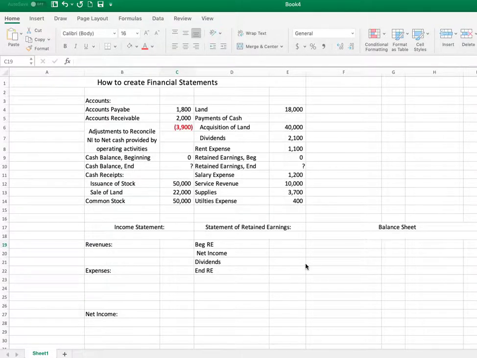Hi there. We're going to walk through the steps that you will take to create financial statements. And the first thing we're going to do is look at all the accounts and the account balances that we are given, and make some decisions as far as what type of accounts these are. Now, if you've watched the video before, the way that I teach accounts is ALORE.